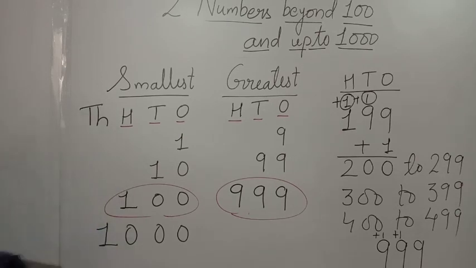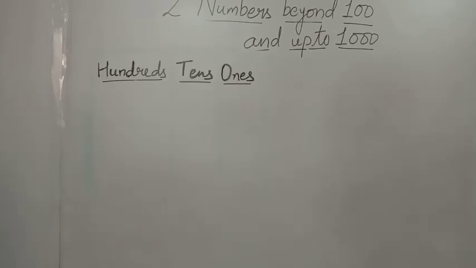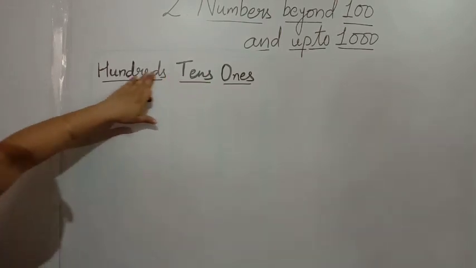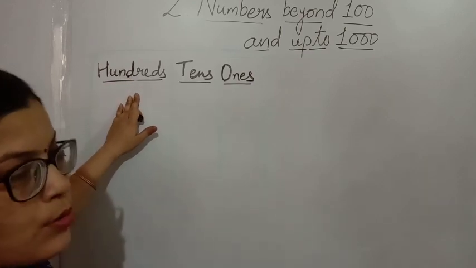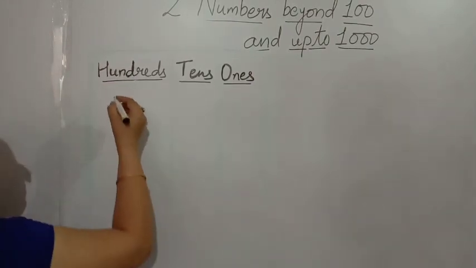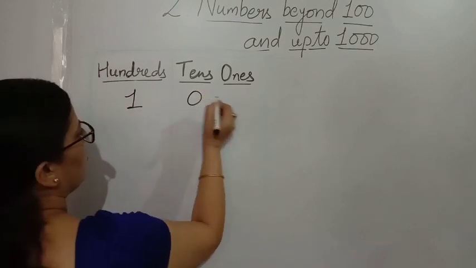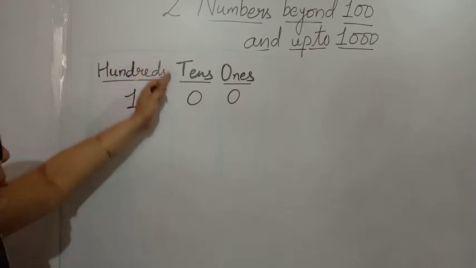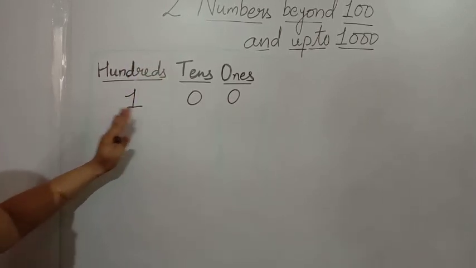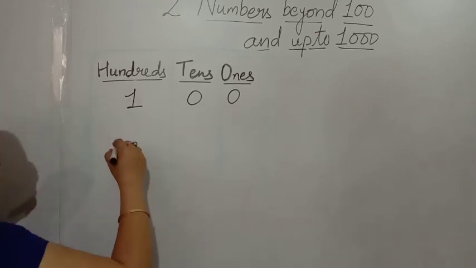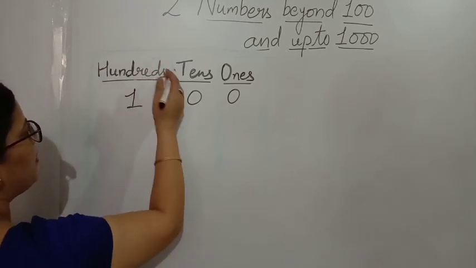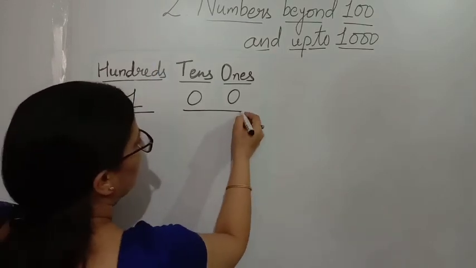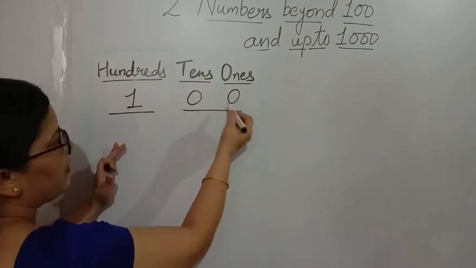So now there are three places in three-digit numbers: ones, tens, and hundreds. Now, how to read and write the number name of three-digit numbers. There is a very simple trick to read or write the number name of three-digit numbers. Here you have to divide the number into two parts. In the first part there will be the hundreds place, and in the other half there are two places, tens and ones.